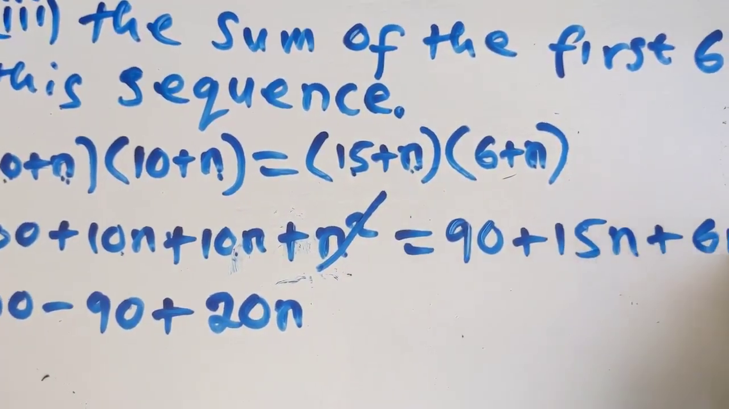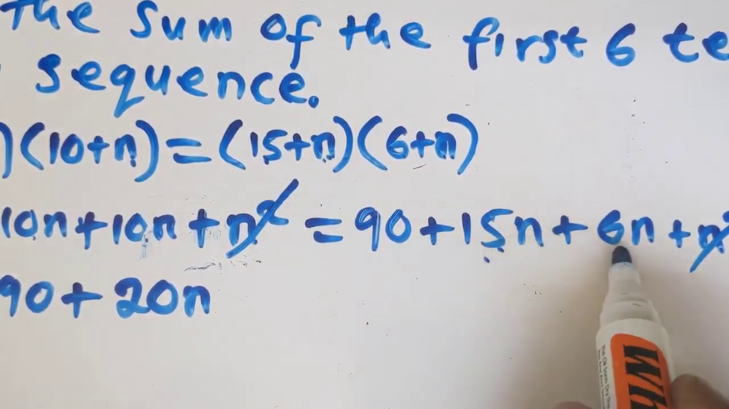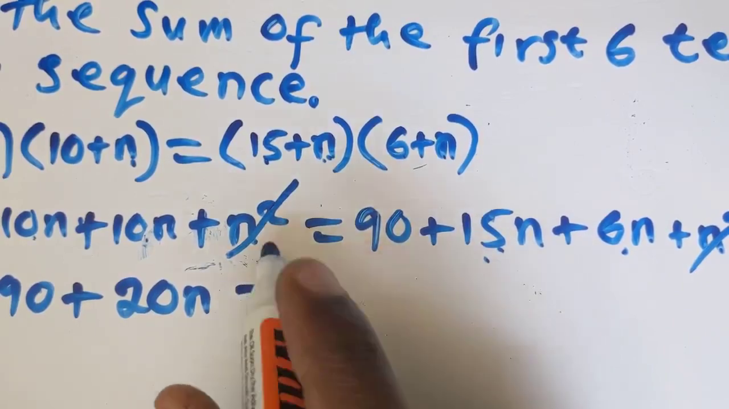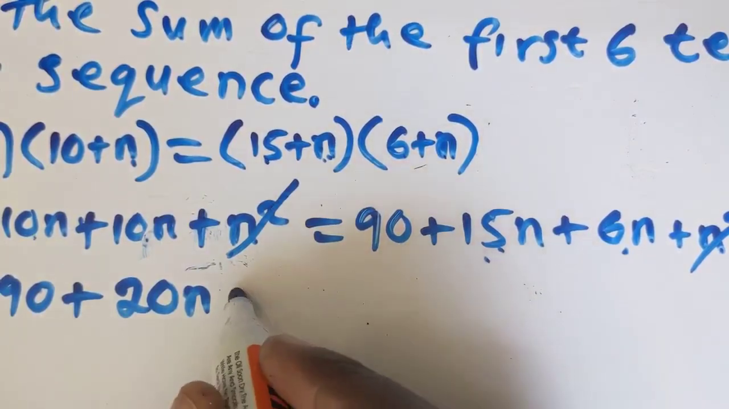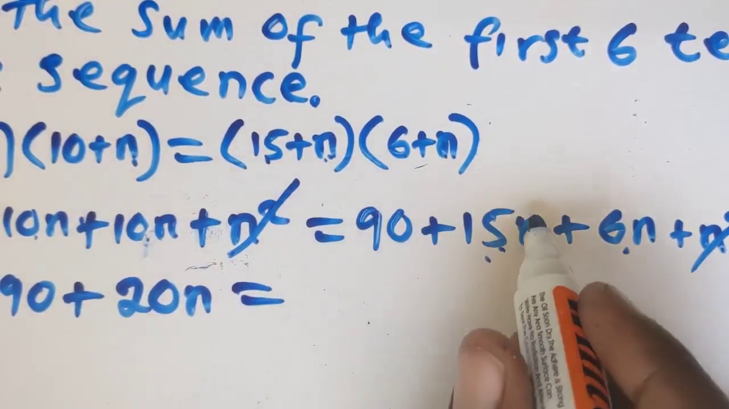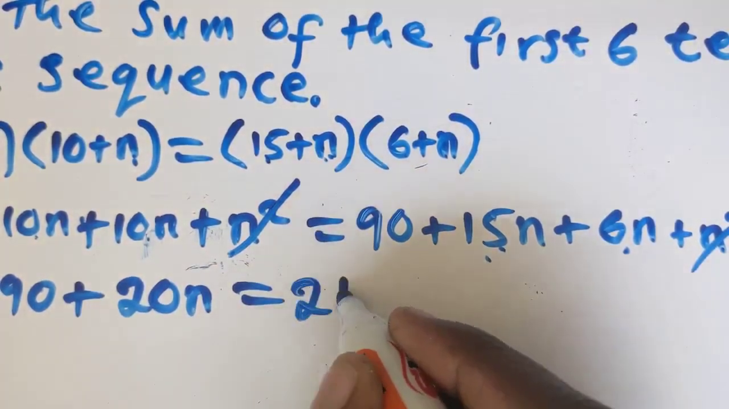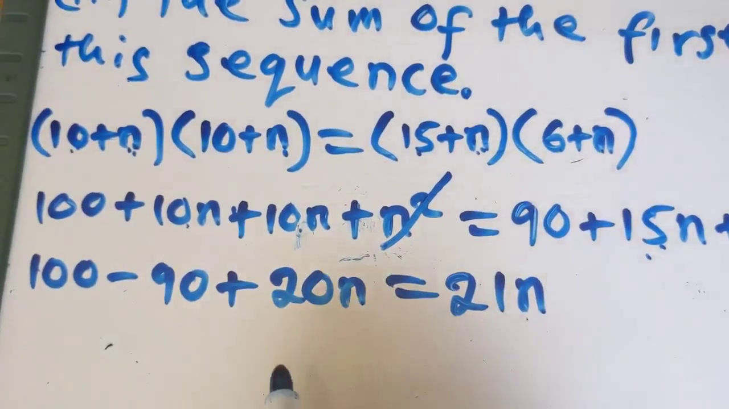Then this is 15n plus 6n. So 15n plus 6n, what is it going to give us? 15 plus 6, that is 21. That is 21n, like that.